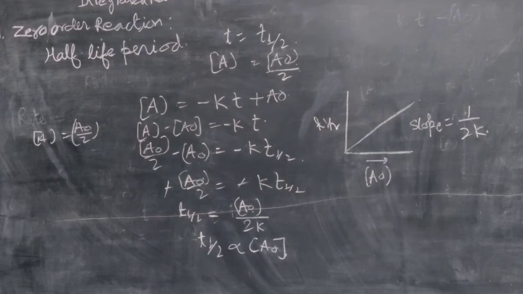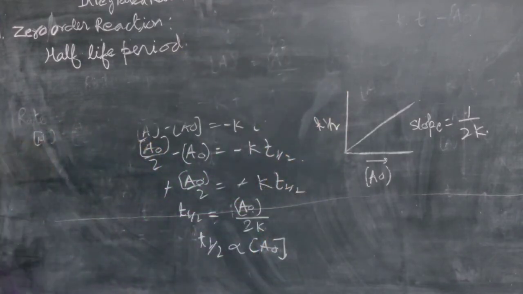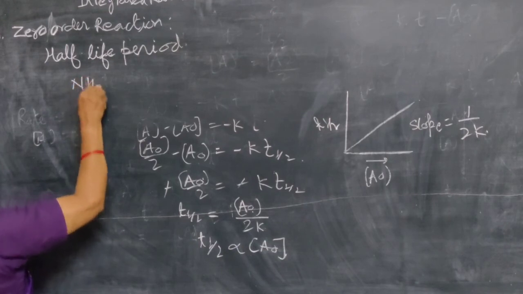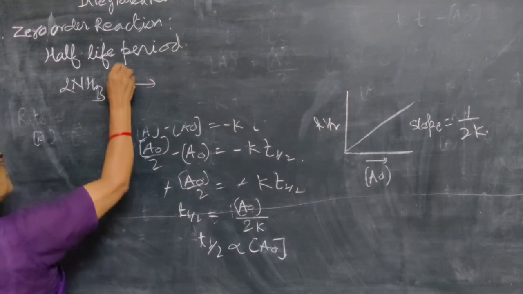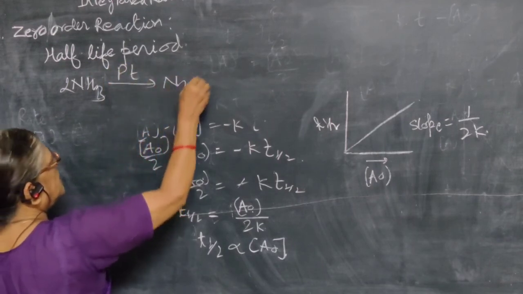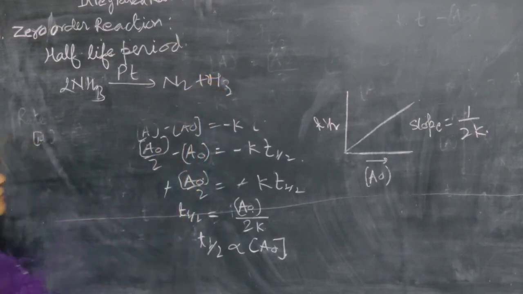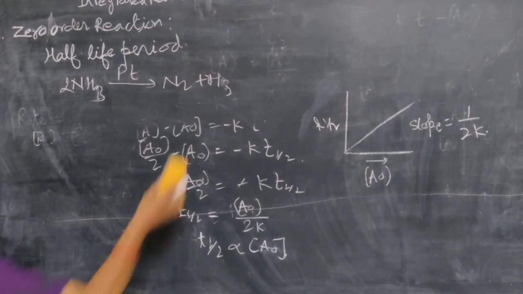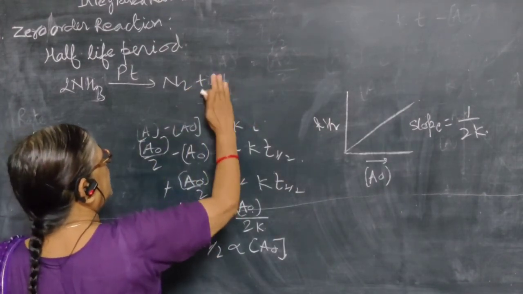Now the examples for the zero order reaction. The first example, you can write the decomposition of ammonia, that is given in your book also. When ammonia is decomposed in the presence of platinum as a catalyst, that is on the surface of the platinum catalyst, then it is converted into nitrogen and hydrogen. So this is one of the examples of a zero order reaction.